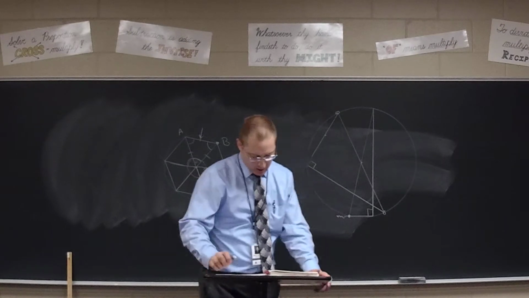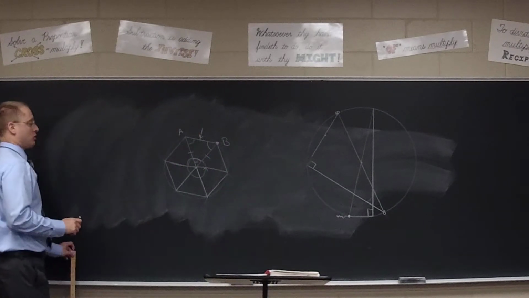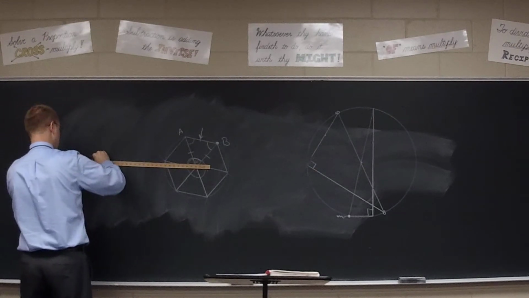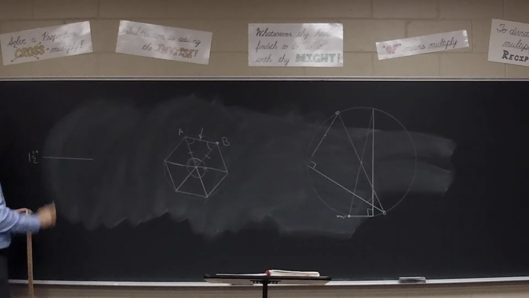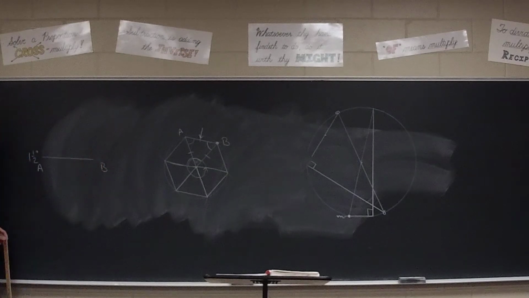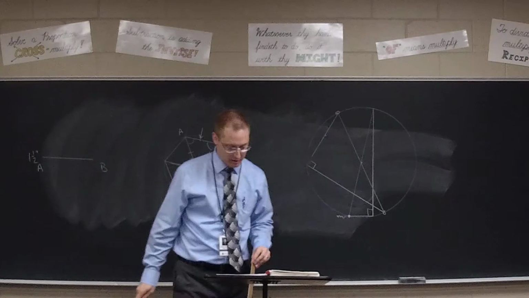Number 11. Go ahead and draw a 1.5 inch line segment using your ruler. Draw a 1.5 inch line segment. Call it AB. Call this 1.5 inch segment AB.